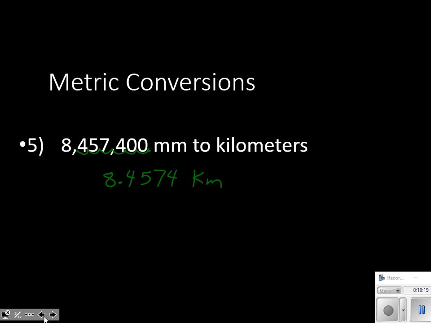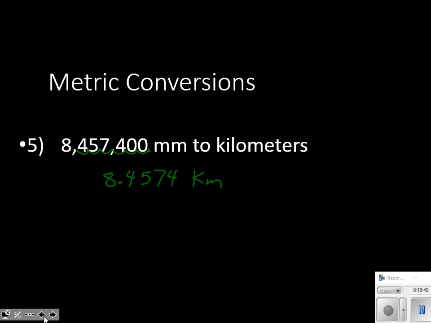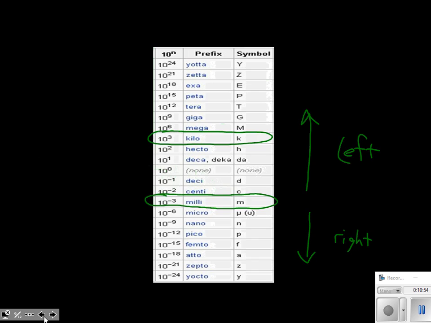So this many millimeters is equal to 8.4574 kilometers. We okay with that one? Like I said, that one was a King Henry died by drinking chocolate milk one.